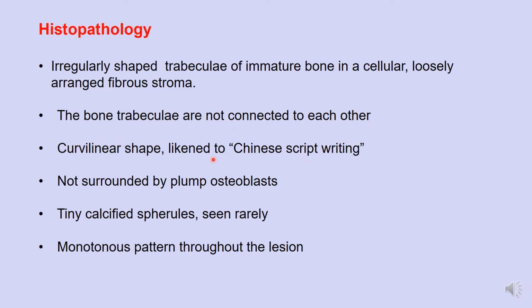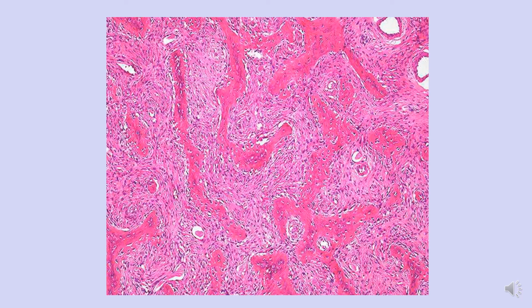You see curvilinear shape, which is described as Chinese character or Chinese script writing. Okay, it's not surrounded by plump osteoblasts, so osteoblastic rimming is not seen. Tiny calcified spherules are rarely seen, and generally this microscopic image of fibrous dysplasia is described as monotonous pattern. So this is the microscopic image. Basically this is the fibrous tissue, this is the mineralized component that we are seeing.